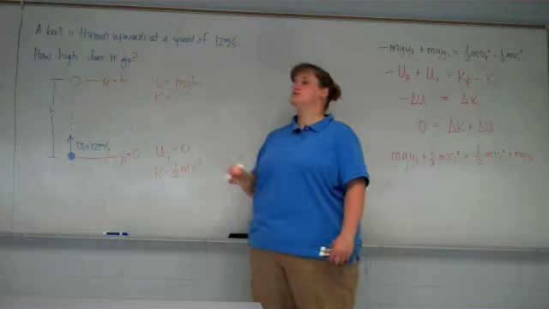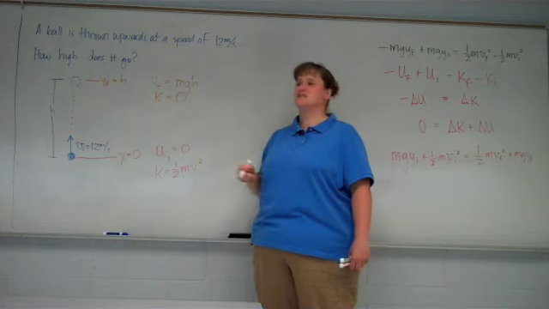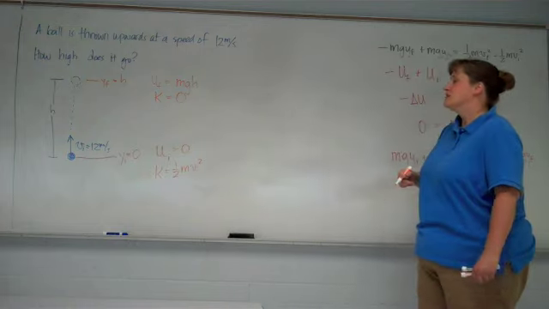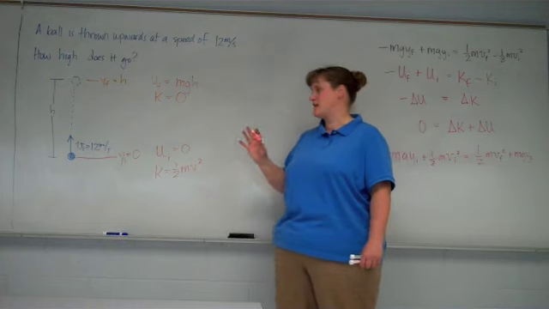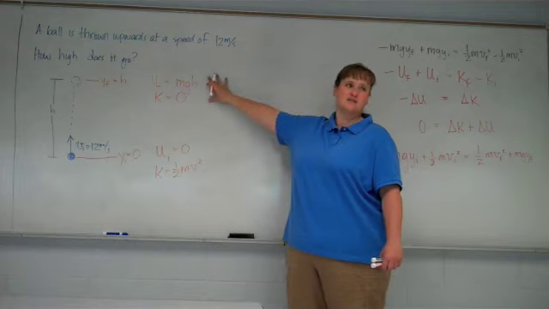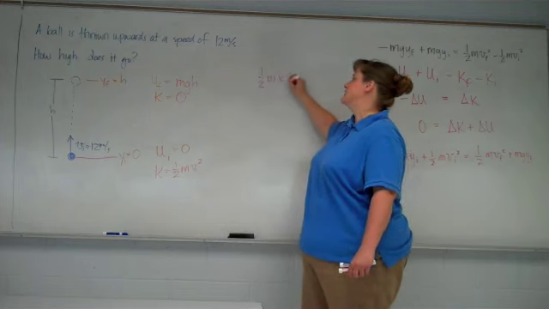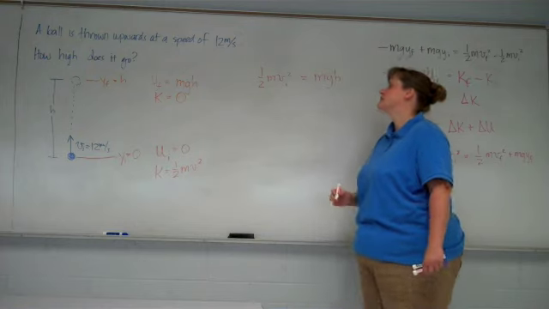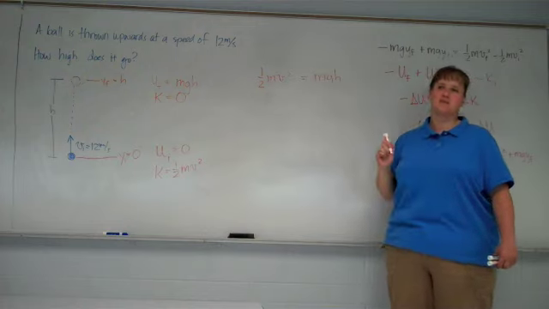Up at the top, how much kinetic energy is there? 0. At that instant, the ball is not moving, so it will have no kinetic energy. Well, according to the law of conservation of energy, and because we're ignoring drag, whatever energy we start with has to equal all of the energy we end with. So the energy we start with is 1/2 mv squared. The energy we end with is mgh. So those have to equal each other. The kinetic energy the ball started with has to equal the potential energy it ends with.